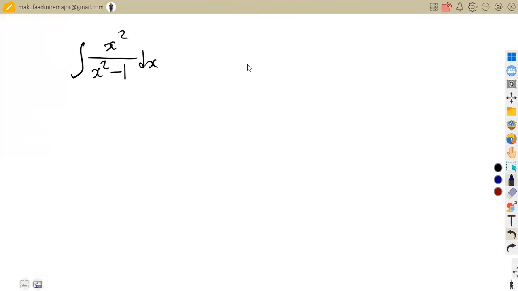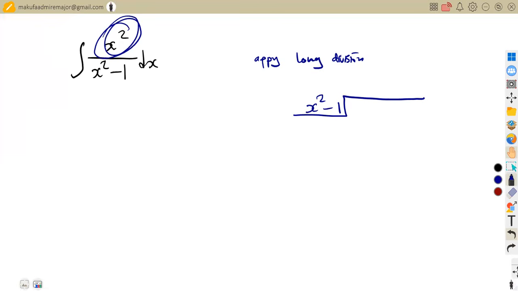If the numerator has the same degree or a higher degree than the denominator, like here, the highest exponent is 2, the highest exponent is 2. They have the same degree. So you apply the long division first, so that we obtain a proper fraction. This one is called an improper fraction. So we divide x squared minus 1 into x squared. All right, so let's divide.